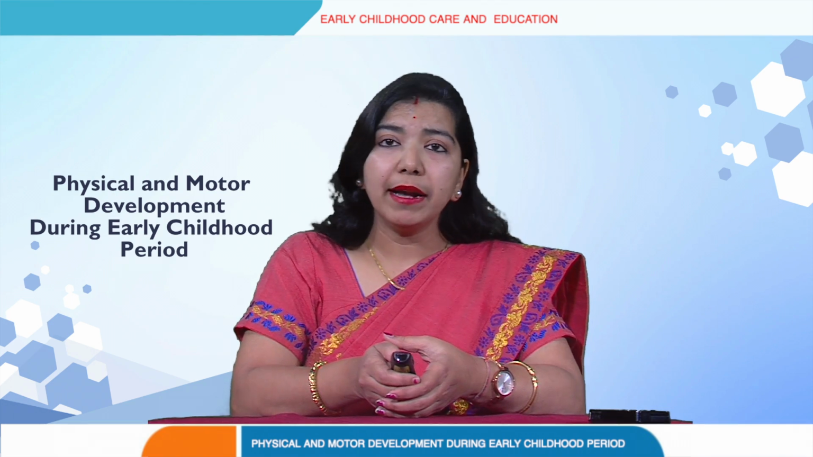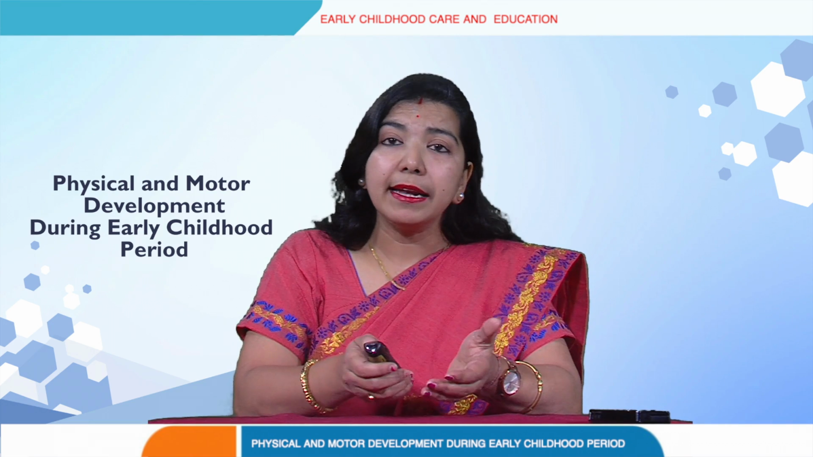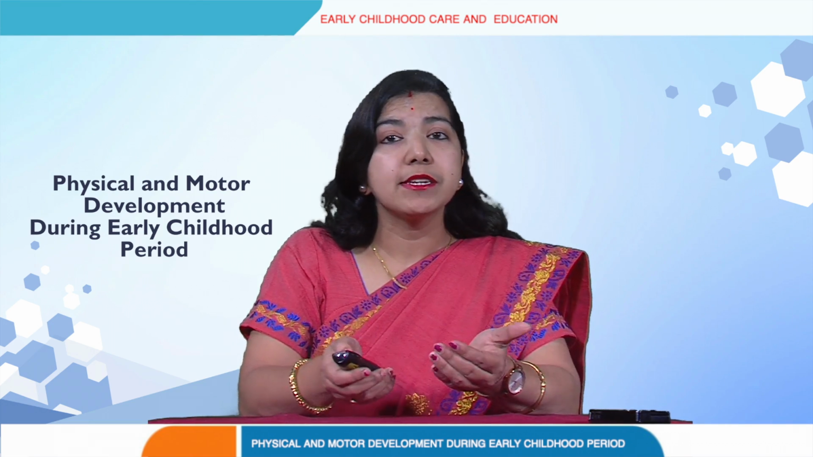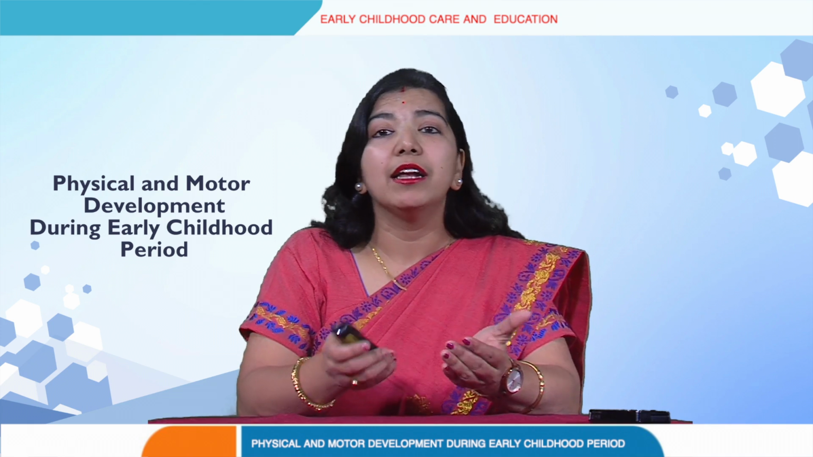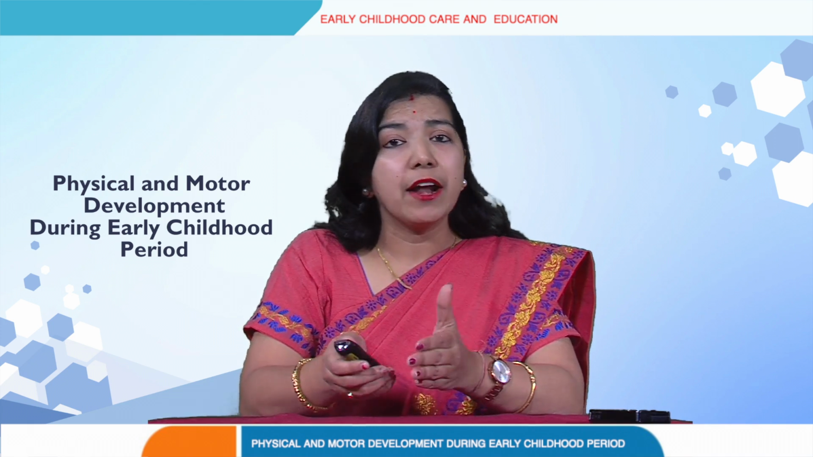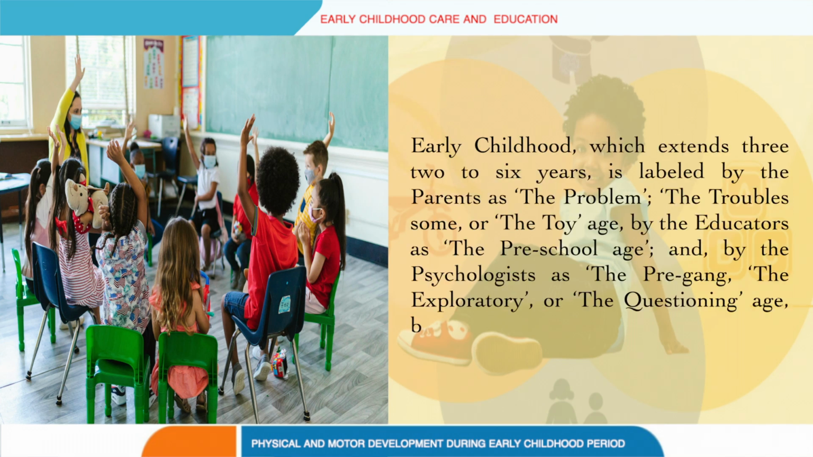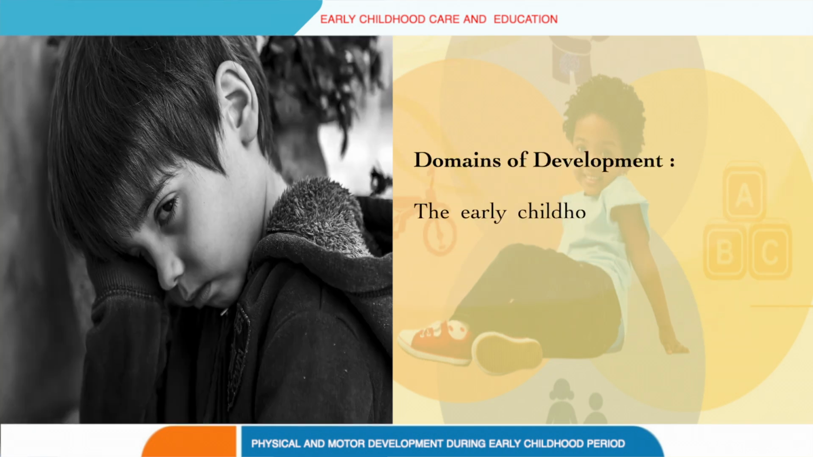Apart from this major developmental aspect, such as development of understanding, moral values, and some common interests, those are some common characteristics of the early childhood stage. It is a period of slow growth and rapid development. Early childhood, which extends from 3 to 6 years, is labeled by the parents as the problem age, the troublesome age, or the toy age, and by the educators it is termed as the preschool age, and by the psychologists it is called the pre-gang age, the exploratory age, or the questioning age because of its unique nature and characteristics developed during these days. There are some domains of development.